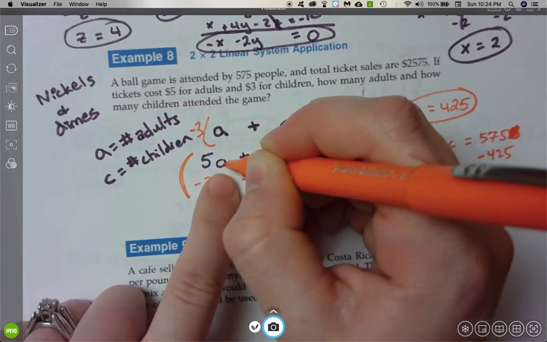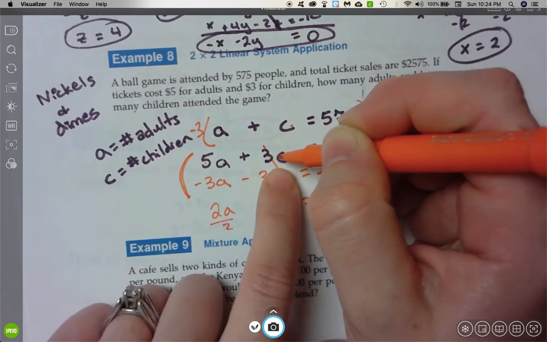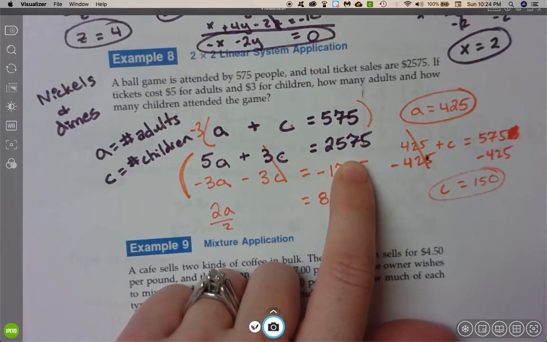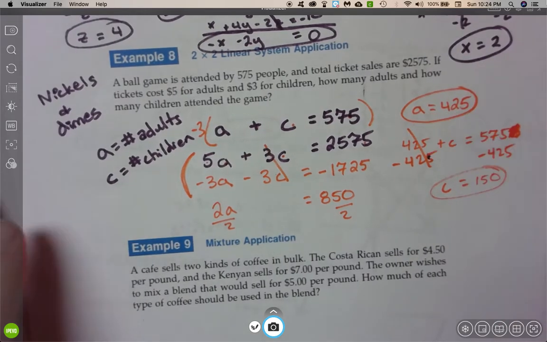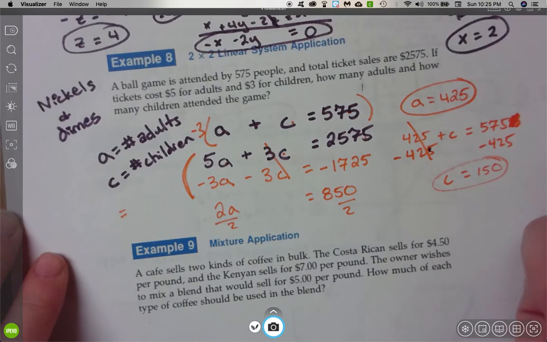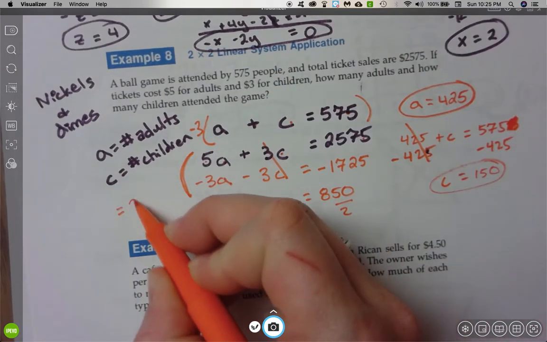Nickels are 5 cents a piece, dimes are 10 cents a piece, and then it would have to be however much money they are. The only weird thing is if they tell you that there's, let's say, $20 in nickels and dimes.